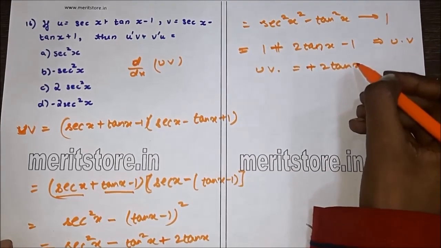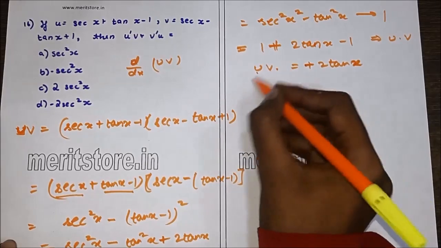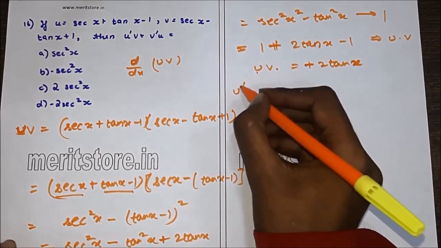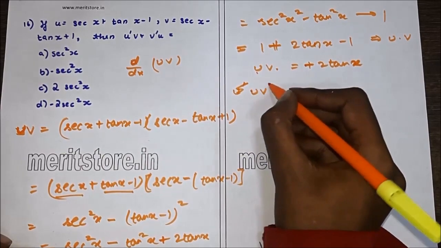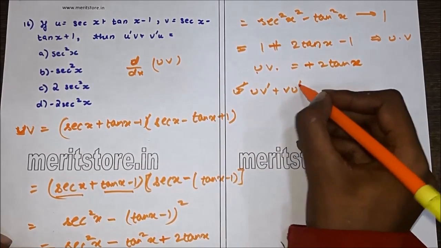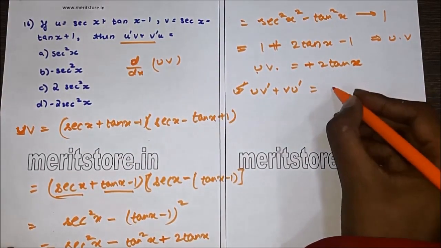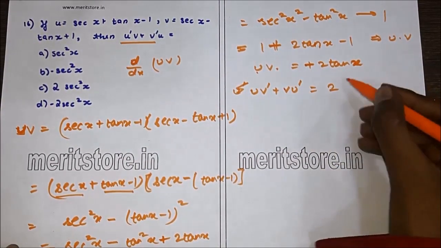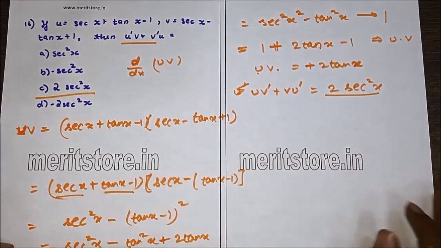Now we differentiate this with respect to x. So this is u into derivative of v plus v into derivative of u, which is the required LHS. Now differentiation of 2 tan x is 2 into differentiation of tan x, which is sec square x, so which is 2 sec square x. So the answer is C, 2 sec square x.